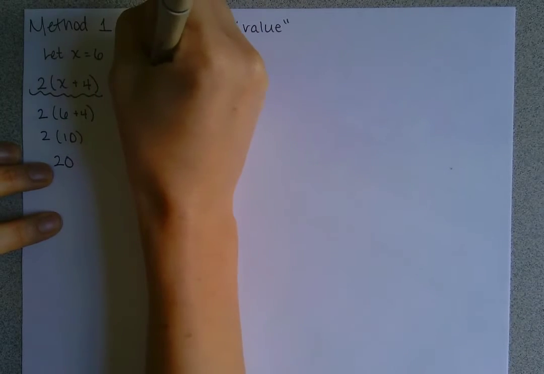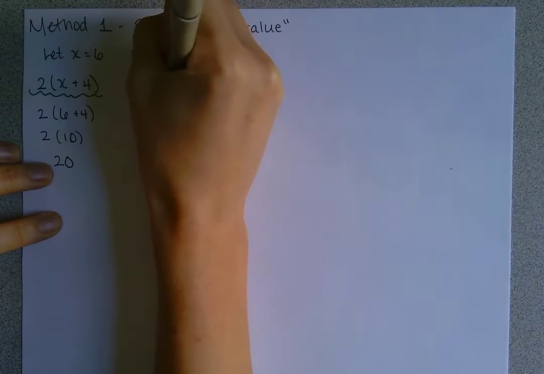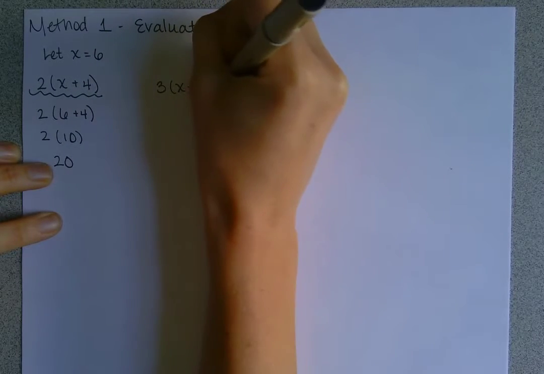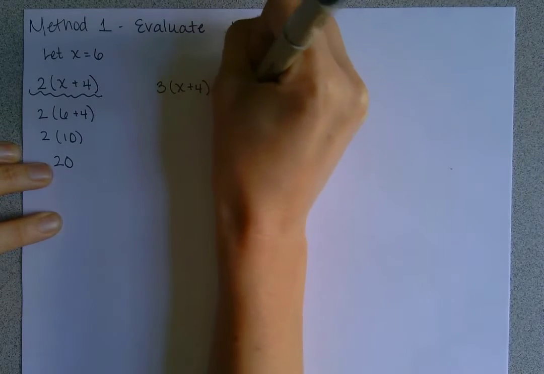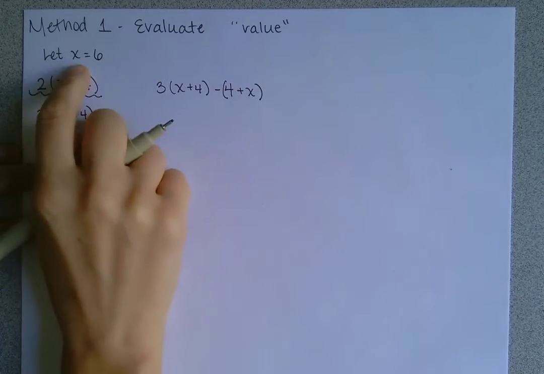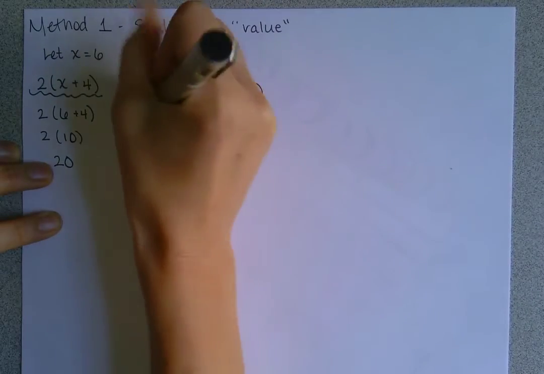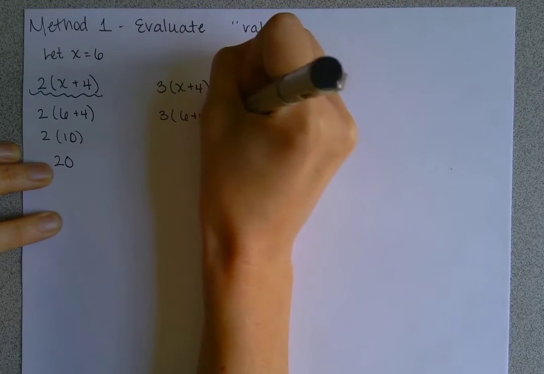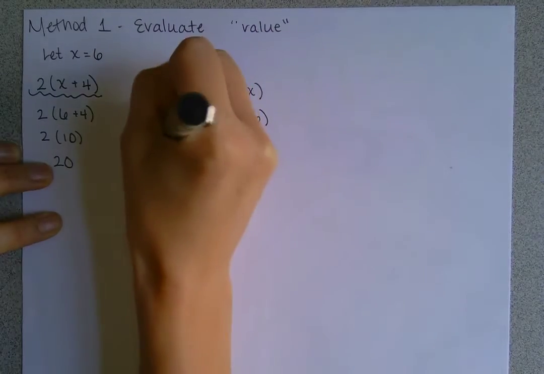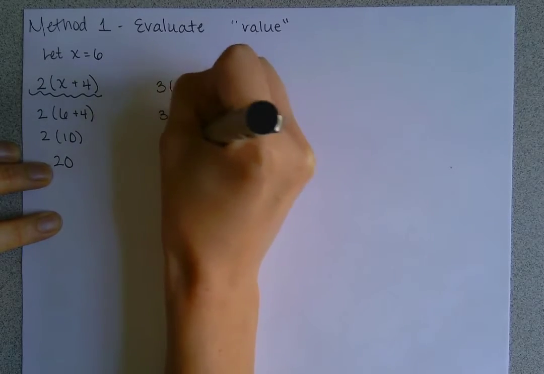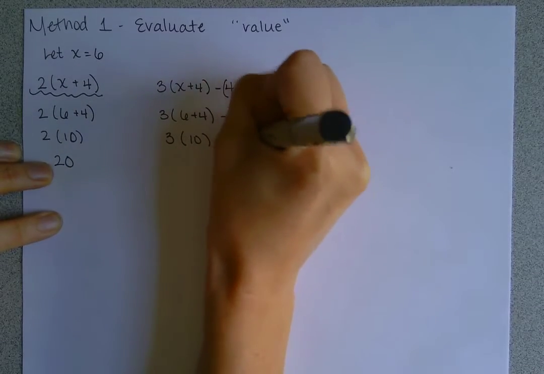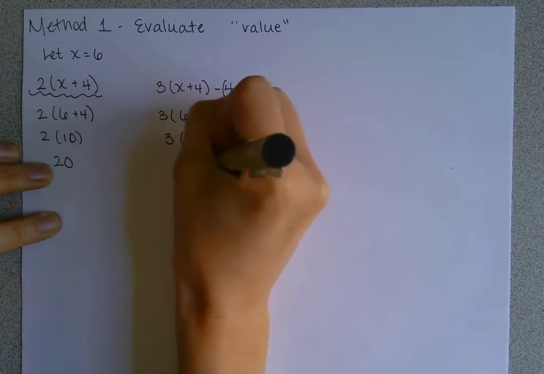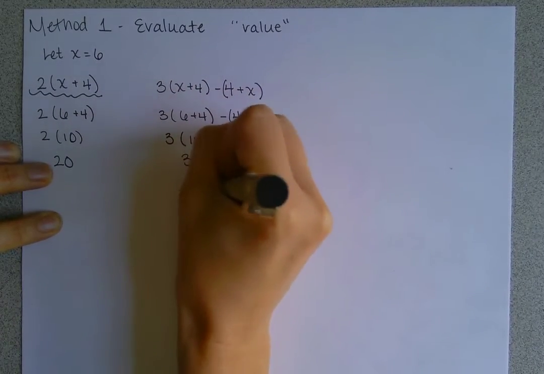So here's an example of an equivalent expression. 3 times x plus 4 minus 4 plus x. So again, if I evaluate this expression at 6, I should get the same answer. So I have 3 times 10 minus 10. Multiplication happens before subtraction, so I have 30 minus 10, which is 20.